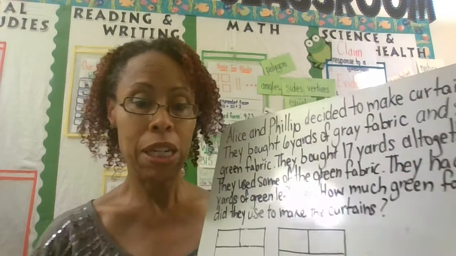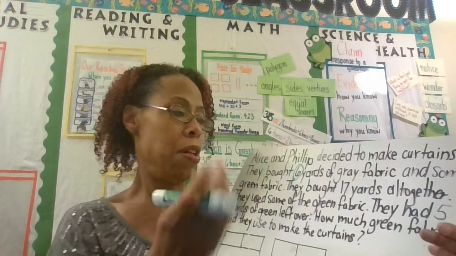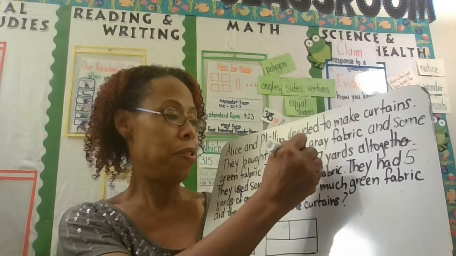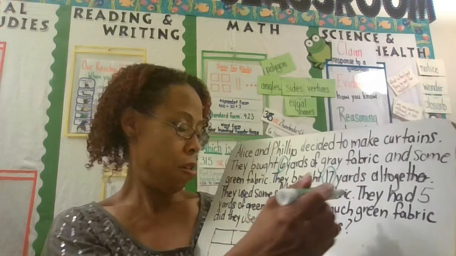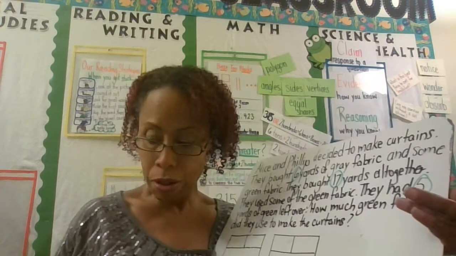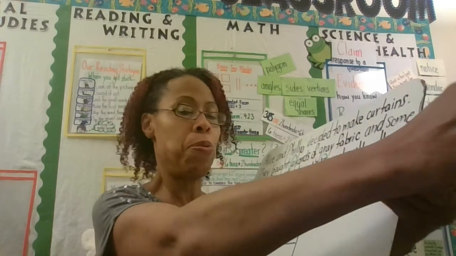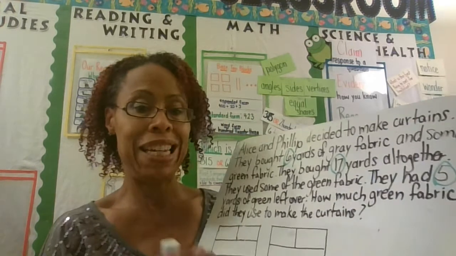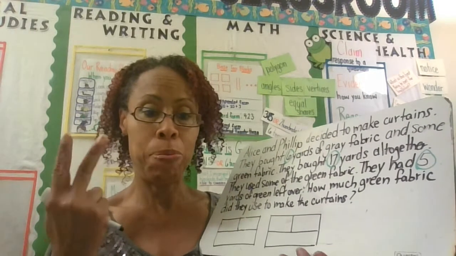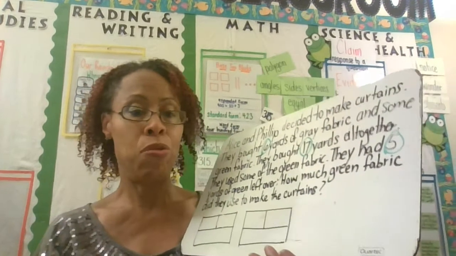All right, let's first indicate the key numbers. 6 yards. Don't worry about the measurement. All these measurements are in yards, so we don't have to focus on that. 17 yards and then 5 yards. All right, let's look for the key words. Remember, when we're looking for keywords, we're looking for words that help us know what operation to use. Operations are addition, subtraction, multiplication, and division. But for our purposes, we'll be using addition or subtraction or both.